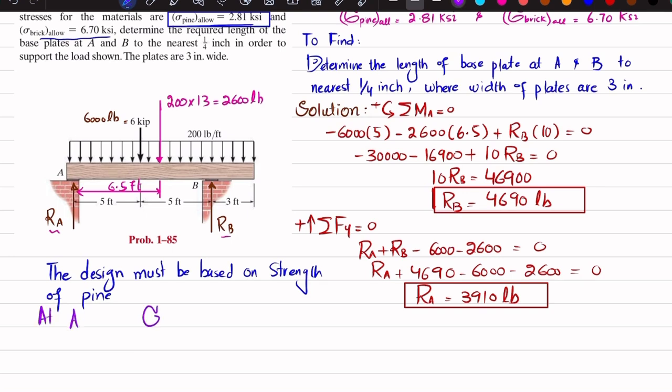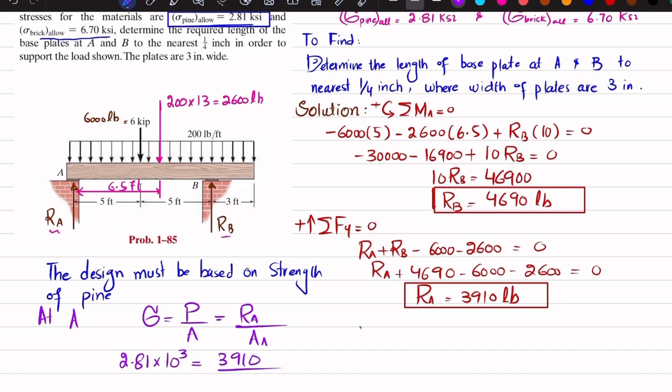At A, we know that bearing stress is equal to bearing load per unit area. At point A, you can see this load is offered on this bearing plate. Clear? So we will write it as RA divided by area of base plate at A. And for the bearing, we have taken the strength of pine. So strength of pine is 2.81 ksi. So 2.81 into 10 to the power 3 is equal to RA, which is 3910.